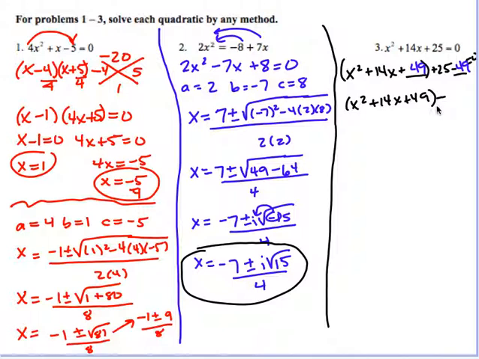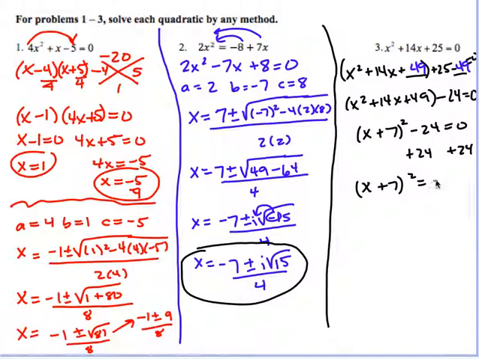And that would give you a negative 24. And don't forget it's still equal to 0. That one factors into x plus 7 squared minus 24 equals 0. And then you have to solve for x, so you have to get it by itself. So that gives you x plus 7 squared is equal to 24. Take the square root of both sides. That leaves you with x plus 7 equals positive and negative square root of 24.